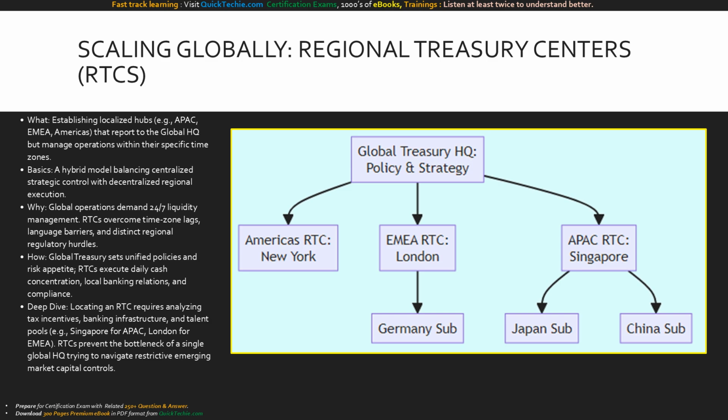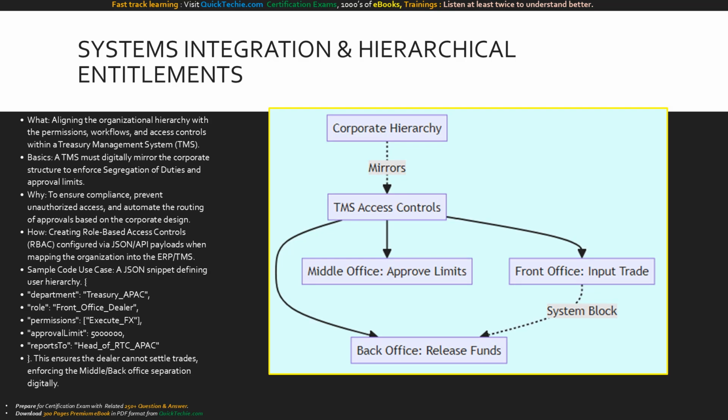This structural design perfectly balances the need for tight, centralized governance with the absolute necessity of local market agility and regulatory compliance. On slide 7, we bridge the gap between organizational design and technology. We are looking at systems integration and hierarchical entitlements. What does this mean? It means your treasury management system must perfectly mirror your physical organizational chart. The basics dictate that digital permissions must enforce the segregation of duties we discussed earlier.